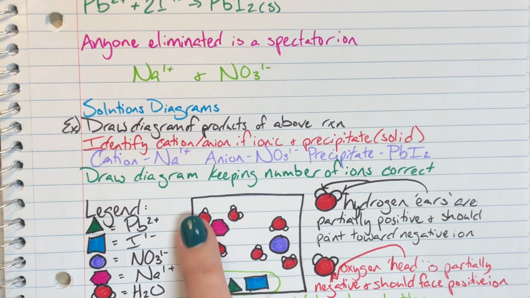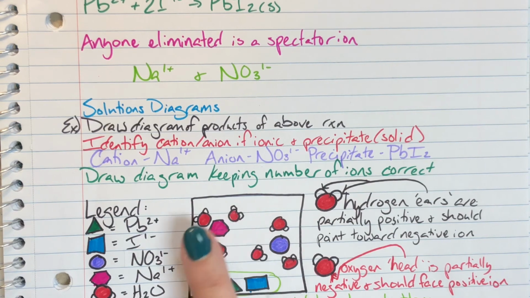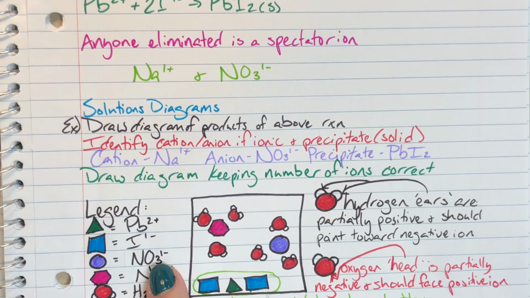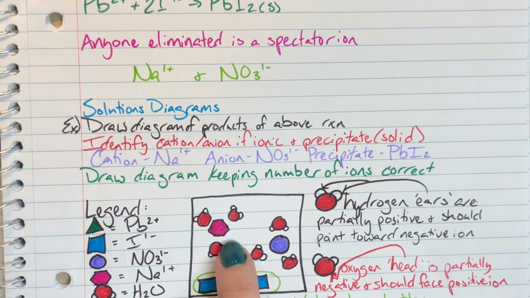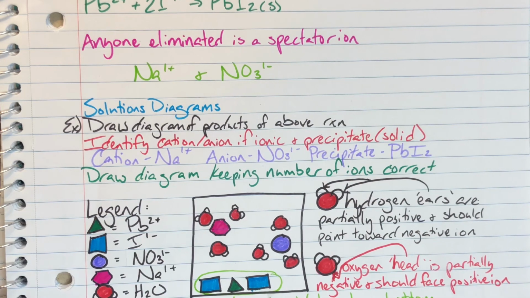So you're going to want to have at least 3 waters around it, and then you're going to want to watch your orientation to your waters. Your ears, your partially positive hydrogens should be pointed toward any negative aqueous ions, and your negatively charged head will be pointed toward any positively charged aqueous ions.